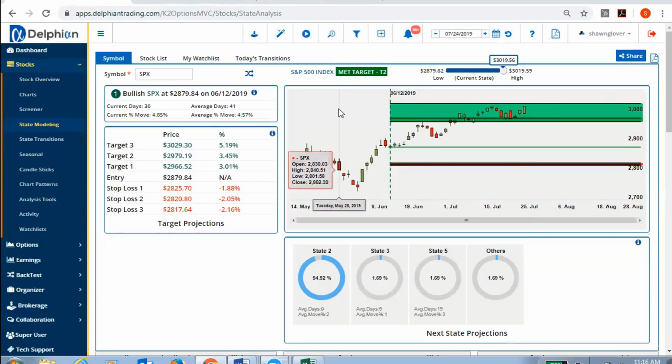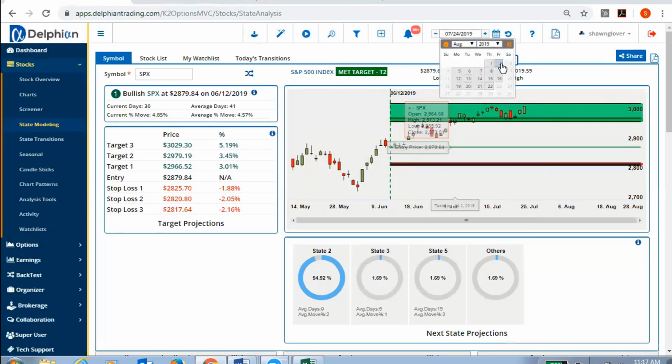These are usually clumped together, unless it's a very volatile stock, then you get them spread out. But I usually just clump them together. So the targets and the stops don't change until the state changes? Correct, that's correct. All the way, I was going to show you that.